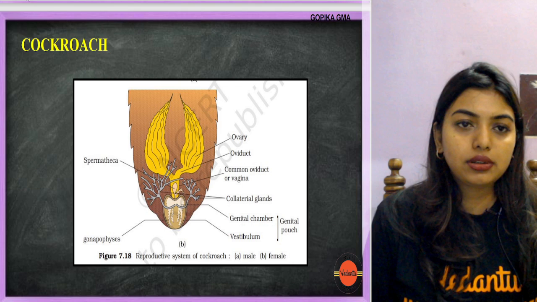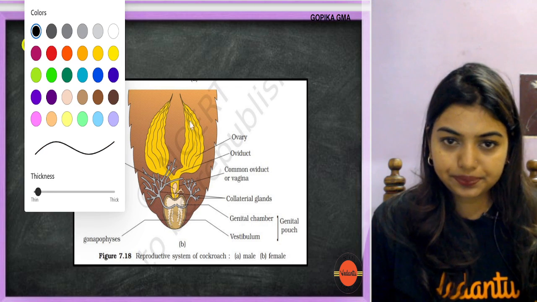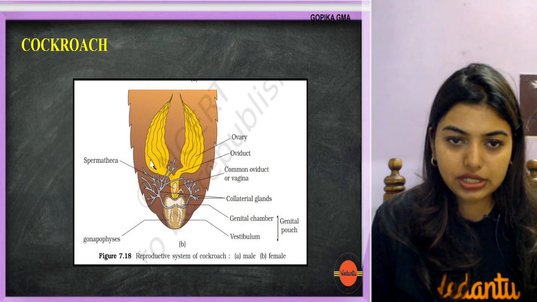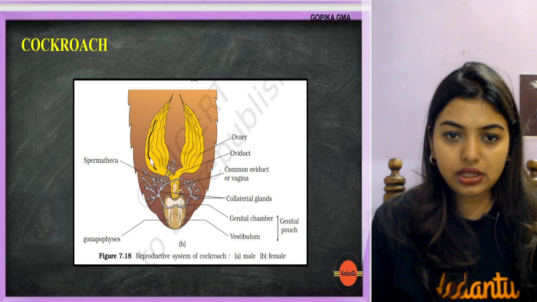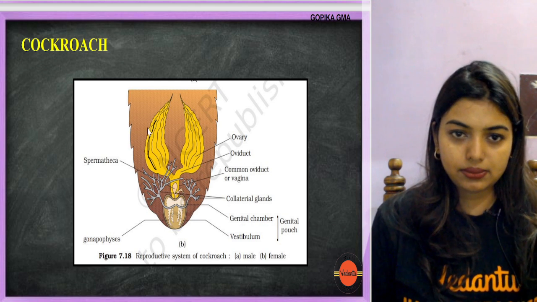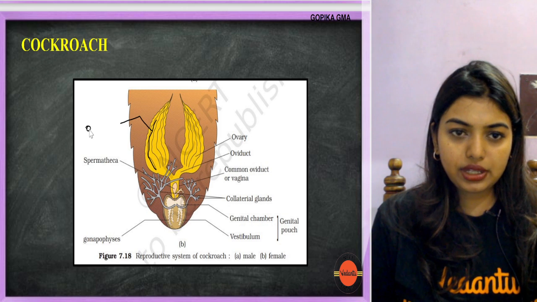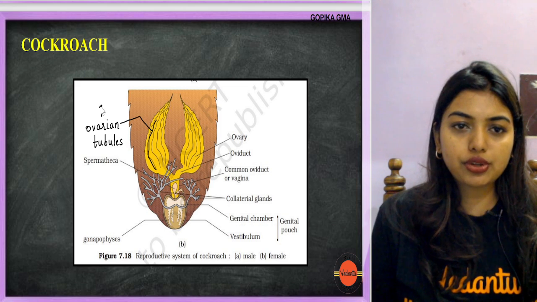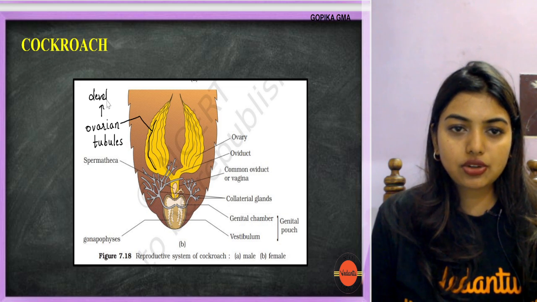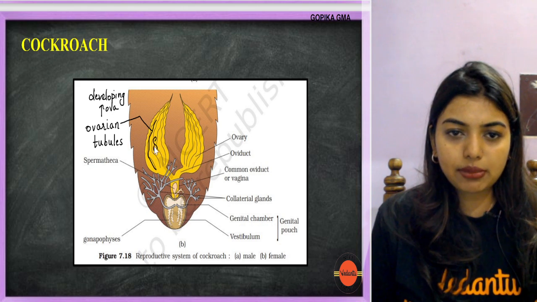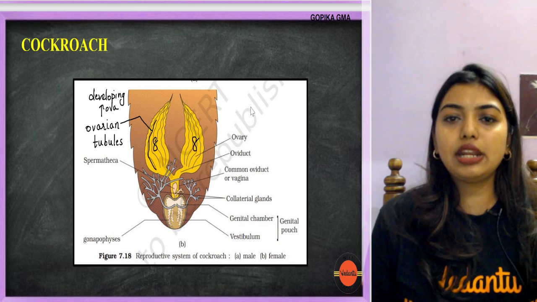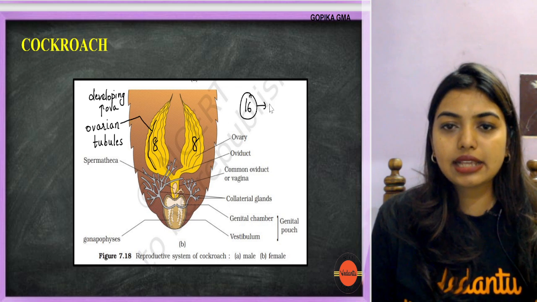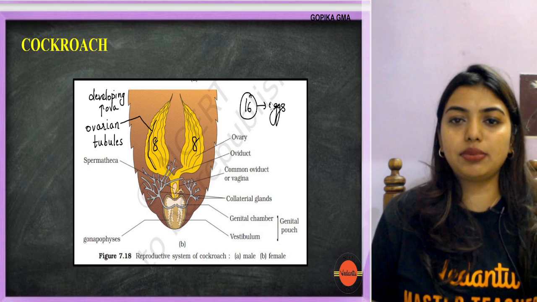Now all of you look here. This is the ovary. These two are the ovary. Can you see these tube-like structures? These are the ovarioles, or we can tell ovarian tubules. Now each ovarian tubule is going to have a developing ova, and one will be already matured. So students, from this ovary I'm going to get 8 ova. From this I'm going to get 8 ova. A total of 16 eggs is going to be matured.